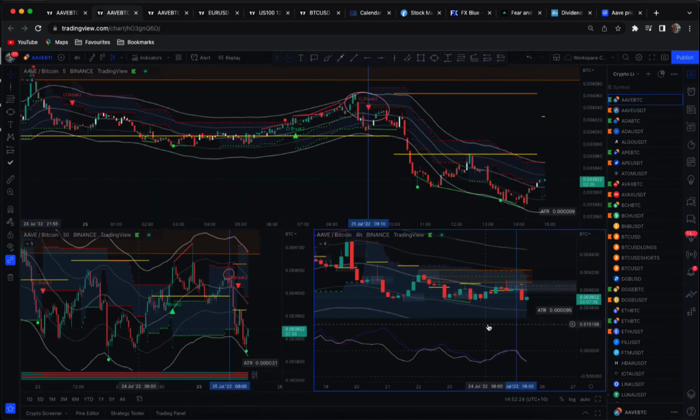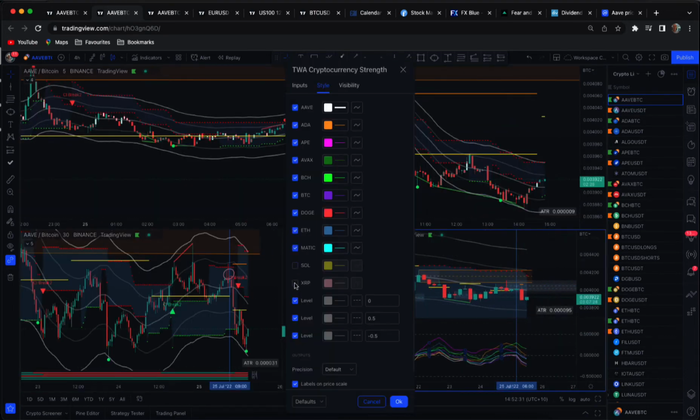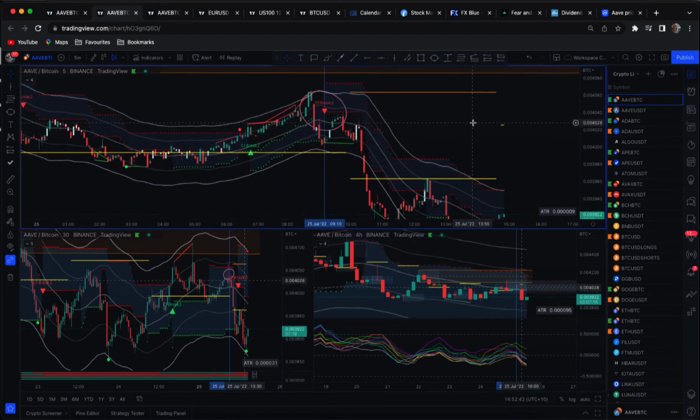So this is my crypto layout. Bring these back in. You can see the altcoins that we've got in here. I'll be doing regular videos on this, on our strategy.